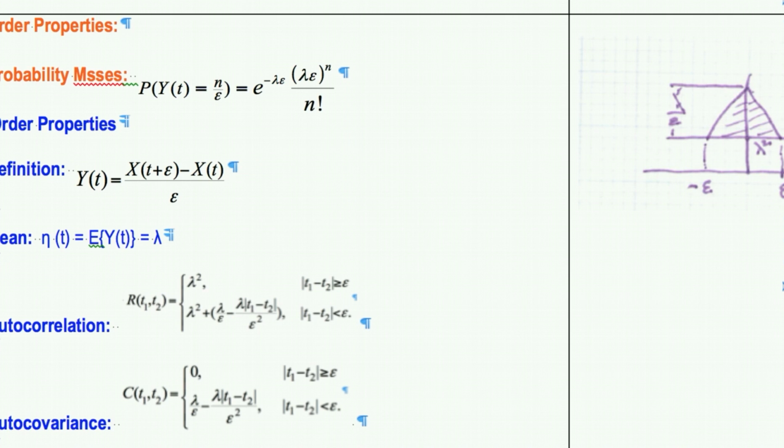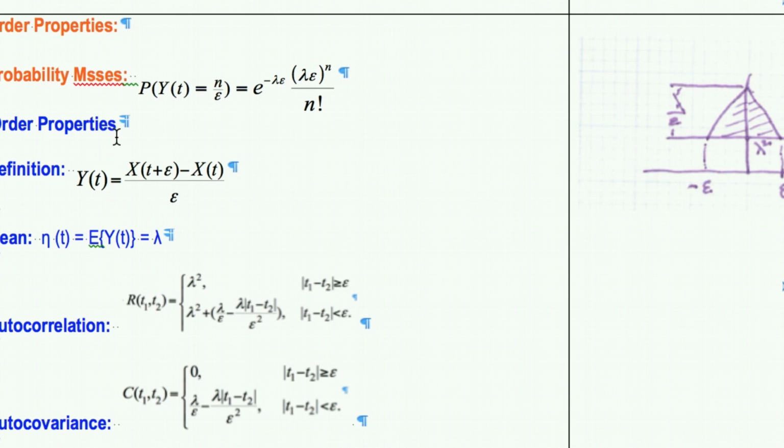This is homework assignment 10, problem 1, part 2, the Poisson increments. The first order properties, or probability masses, is Y of t is equal to n over epsilon, which is equal to e to the minus lambda epsilon, the quantity lambda epsilon to the n over n factorial.